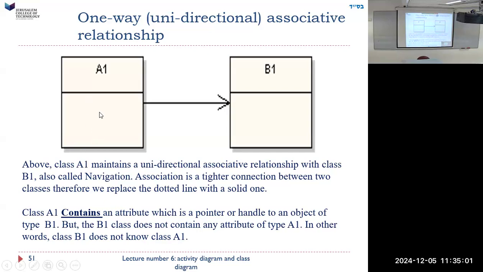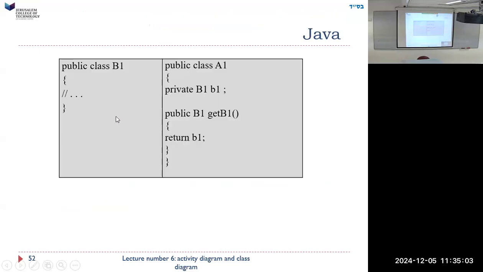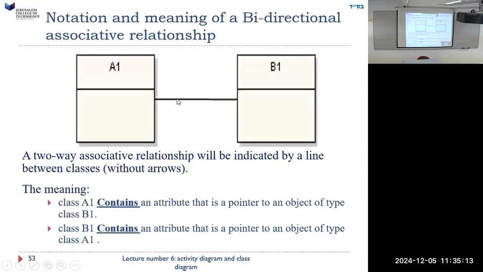But A contains a pointer, and you do it like this. In the actual class, there is now an instance of B. And there might be a function to return it if it's private. Fine. Then there's a two-way relationship, or a bidirectional association, which is a solid line.